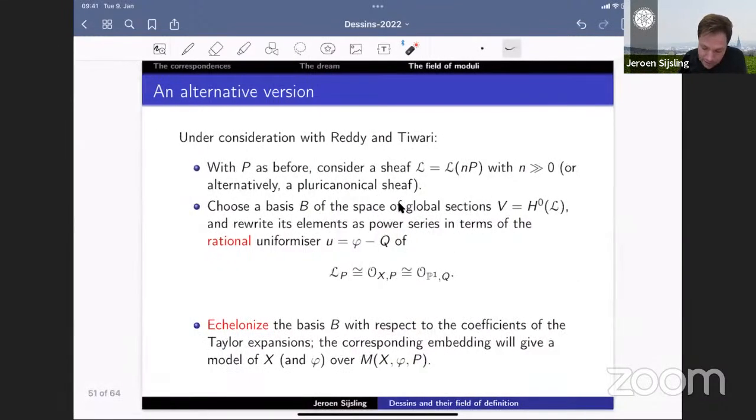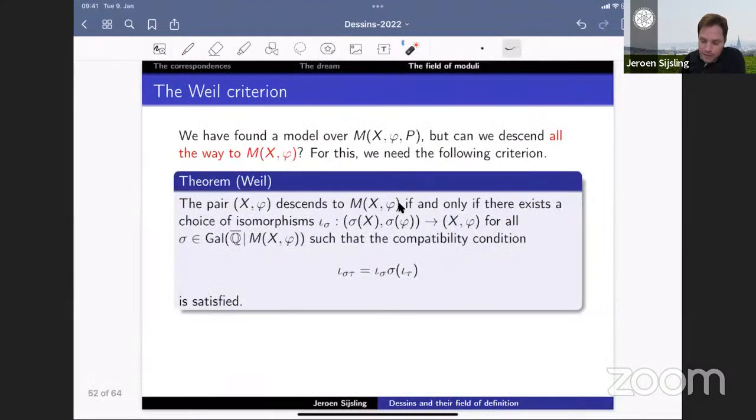Well, and now you just echelonize. You can now take all these Taylor expansions in the rational uniformizer, and if you echelonize accordingly, this corresponding embedding with respect to that particular echelonized basis will give you a model over this field. The subtlety is always over which basis you have to take it, but it should be this basis that we found here.